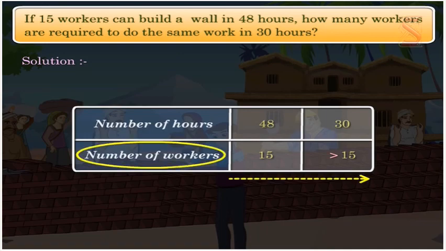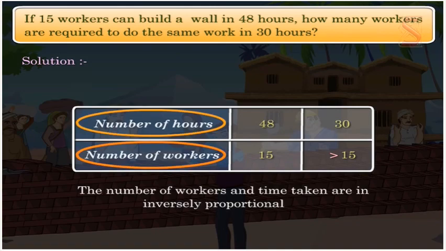So when the number of workers is increasing, the hours are going to decrease. So that means the number of workers and time taken are inversely proportional.